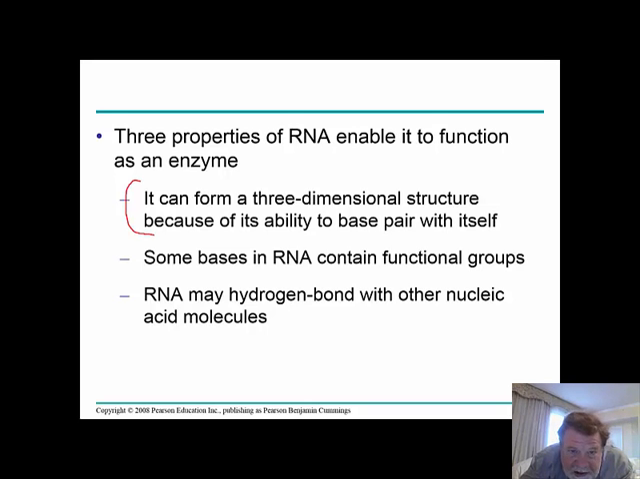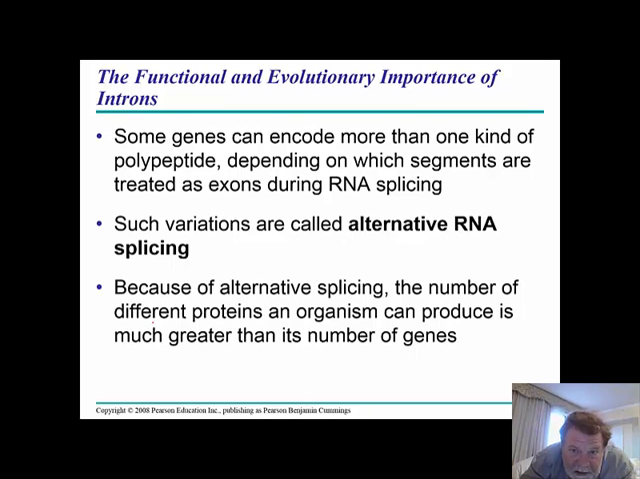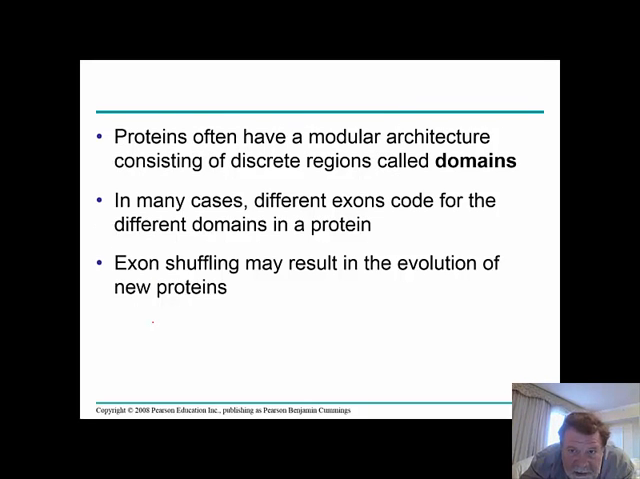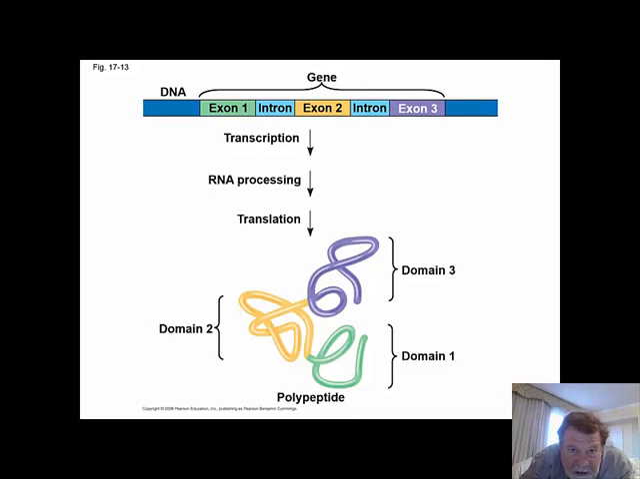It can form a three-dimensional structure. Some bases contain functional groups. The RNA is hydrogen bonded with other nucleic acid molecules. The reason why we have this is that we have alternate splicing. And so if we look at a protein, we can actually see domains of functionality in protein.